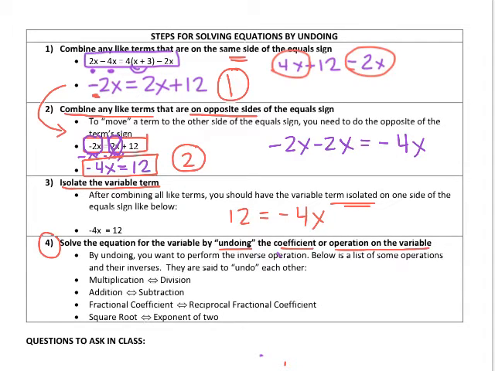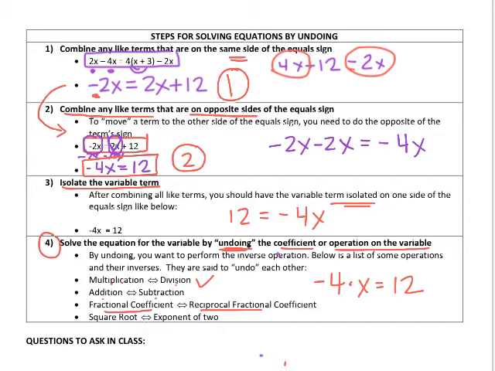Well, in this case, we have negative 4 times x equals 12. What is the undoing of multiplication? Well, it looks like right here it says multiplication and division undo each other. Okay? Addition and subtraction undo each other. And we're going to take a look at fractional coefficients in a couple of the example problems, and how a reciprocal fraction coefficient will help us undo a fractional coefficient.